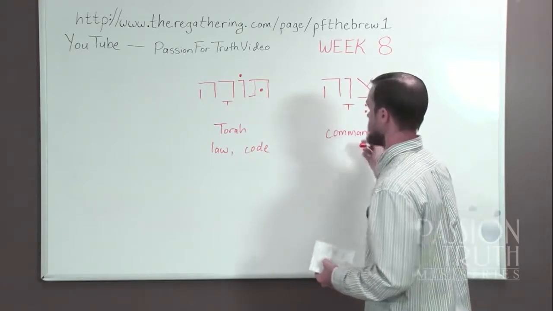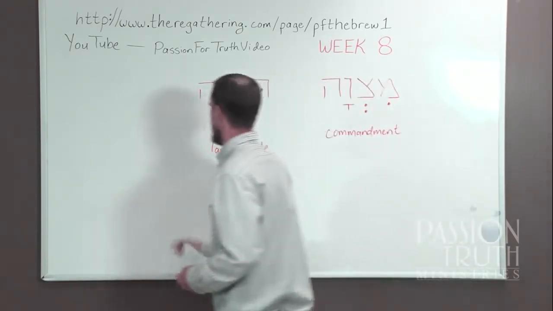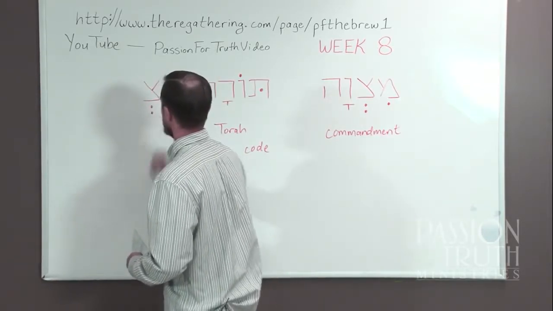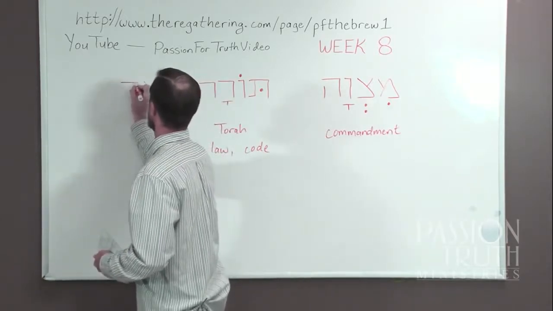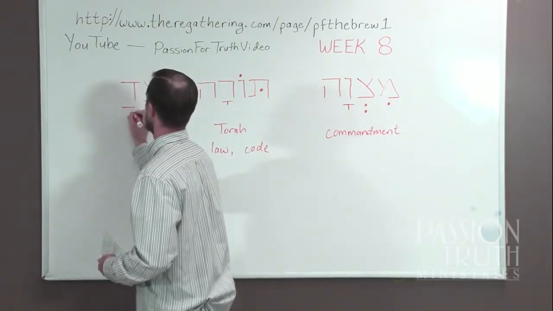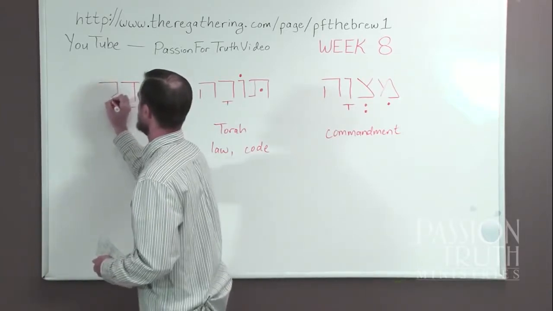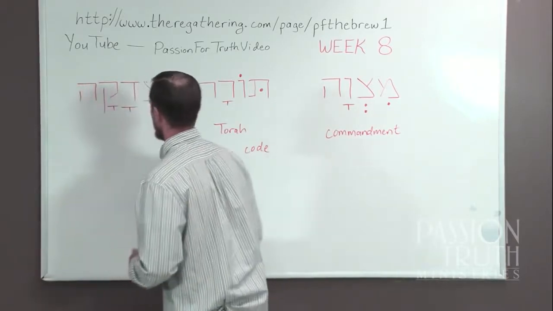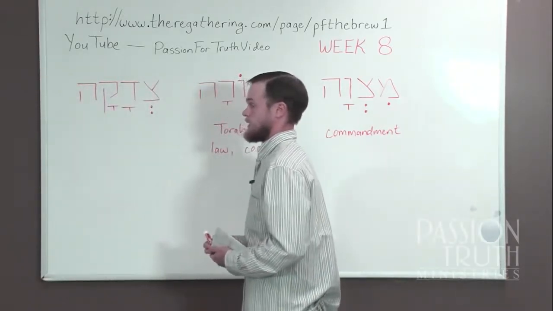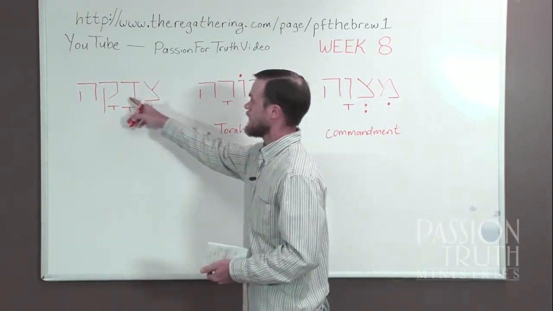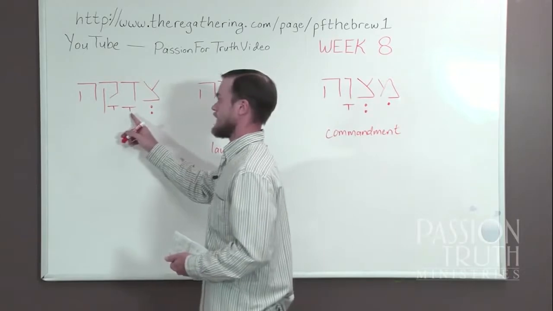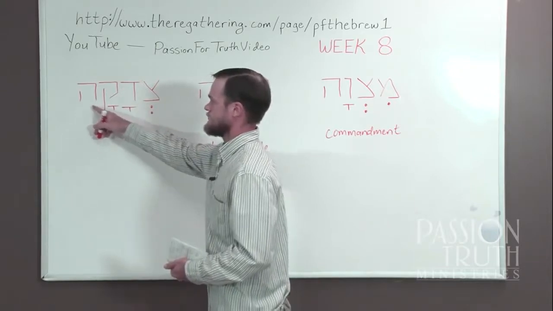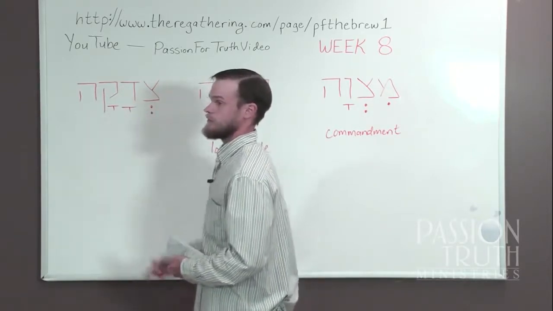Okay, so mitzvah, Torah, and a tzadi with a shva underneath, followed by a dalet with a kamatz, a kuf, again with the kamatz, and a hey at the end. So we've got the ts of the tzadi, no vowel sound, the d of the dalet, and then ah, so tzda. Kuf is ka, and an ah at the end. So tzedakah, tzedakah.